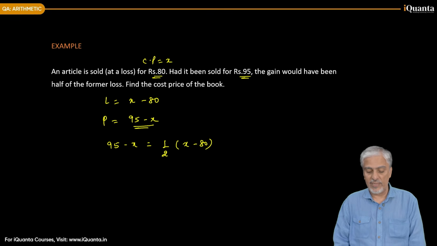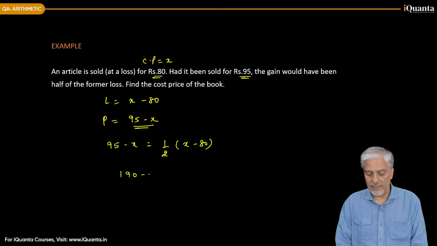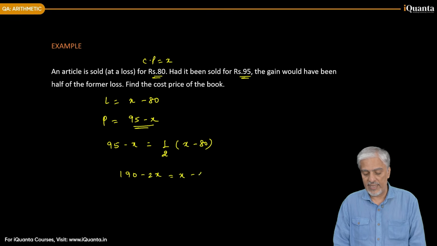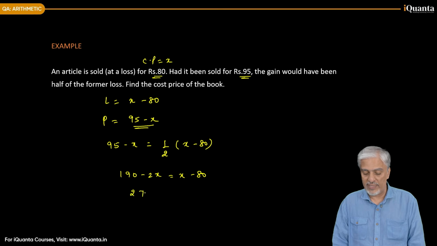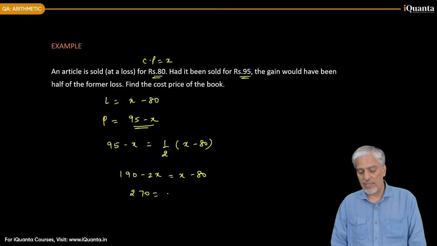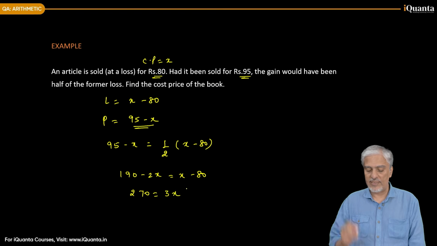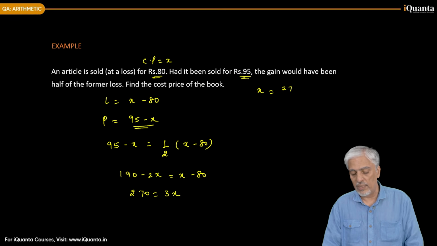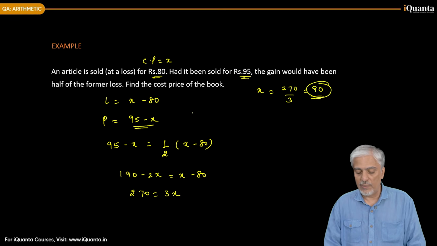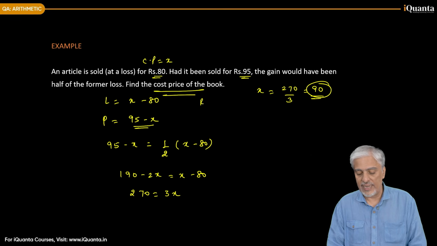95 2s are 190, minus 2x is x minus 80. Bring 80 on the other side, that will become 190 plus 80 is 270 is x plus 2x, which is 3x. 3x is 270, so x is 270 upon 3, which is 90 rupees. So my cost price of the book is 90.